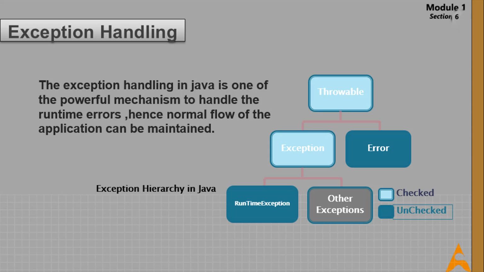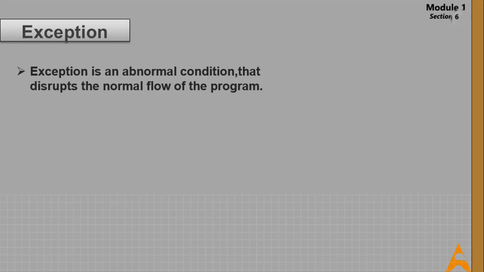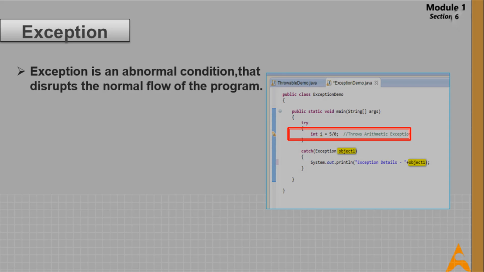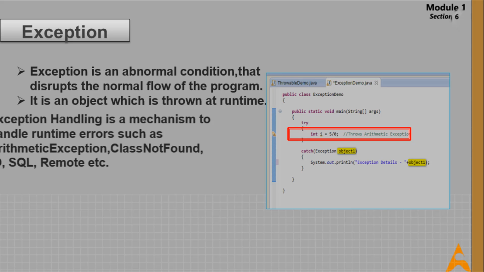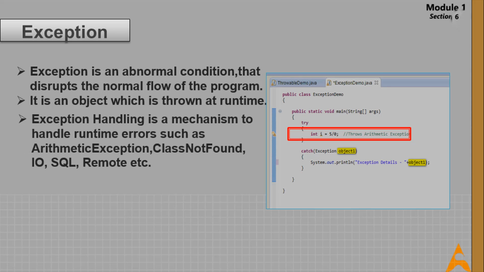Now the question arises, what is an exception? An exception is an abnormal condition. In Java, an exception is an event that disrupts the normal flow of the program. It is an object which is thrown at runtime. Exception handling is a mechanism to handle runtime errors such as ArithmeticException, ClassNotFoundException, IO, SQL, remote, etc.